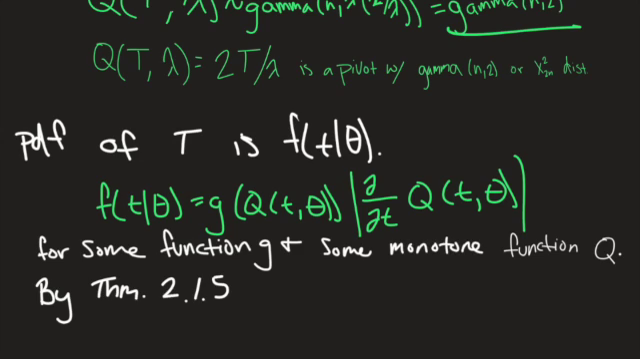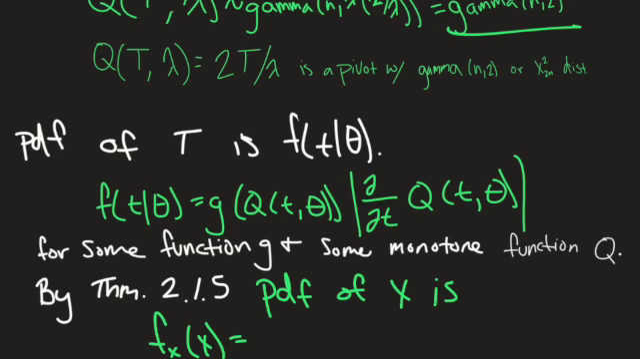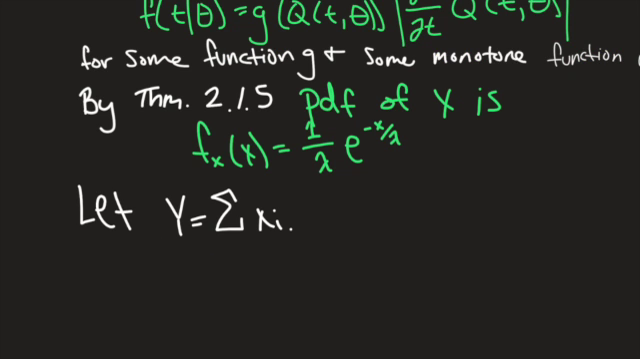And this is for some function g and some monotone function of Q. Now, using our Theorem 2.1.5, which is from way back at the beginning of Statistics 1, we can find the PDF of X using this helpful trick, where the PDF of X is 1 over lambda with our exponential and our exponent right here of negative x divided by lambda.